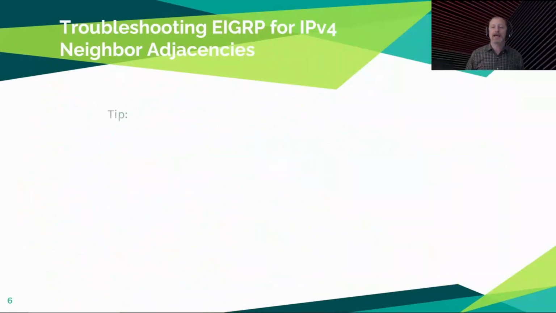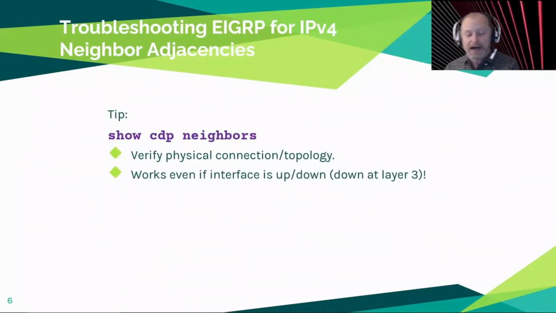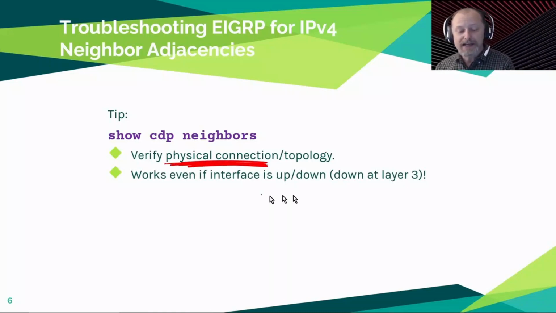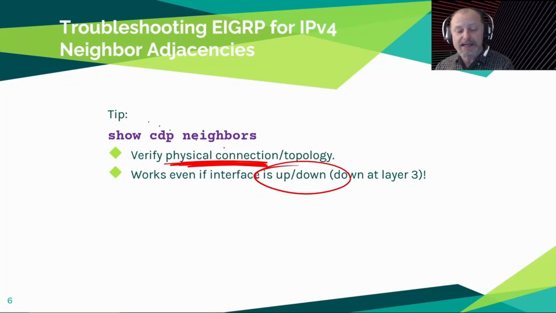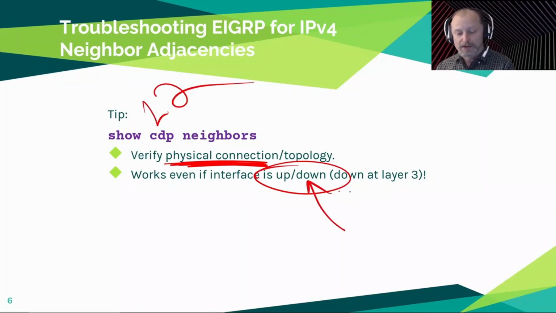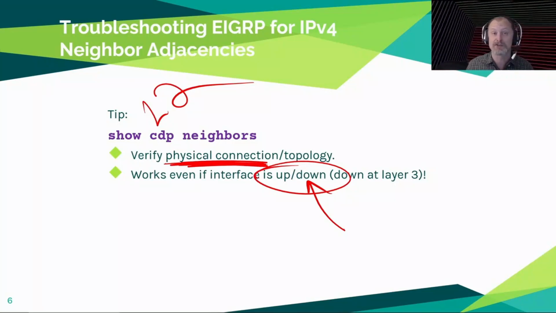One good command is show CDP neighbor, all right? This will verify a physical connection. Okay, and this works even if the interface is up down. CDP is a layer 2 protocol. So if layer 3 is down but layer 2 is up, CDP will still work.